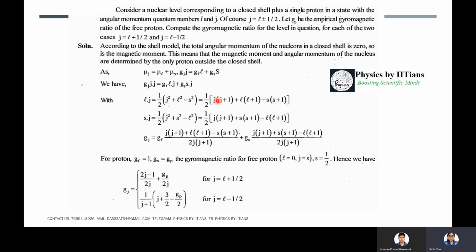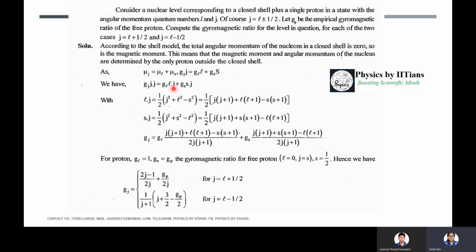or J square can be written as J into J plus 1, L square can be written as L into L plus 1, S square can be written as S into S plus 1. Similarly, S dot J can be written as half of J square plus S square minus L square. So Gj is Gl into J into J plus 1 plus L into L plus 1 minus S into S plus 1, divided by 2J into J plus 1, plus Gs into J into J plus 1 plus S into S plus 1 minus L into L plus 1, divided by 2J into J plus 1.